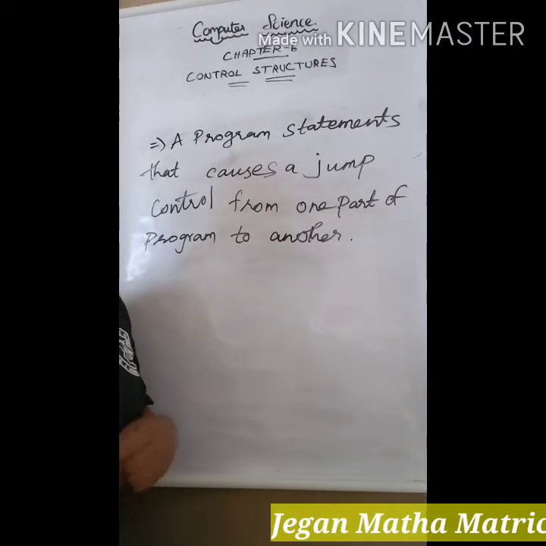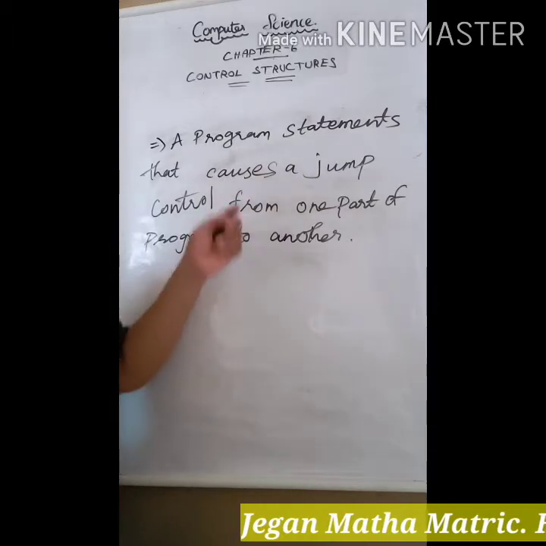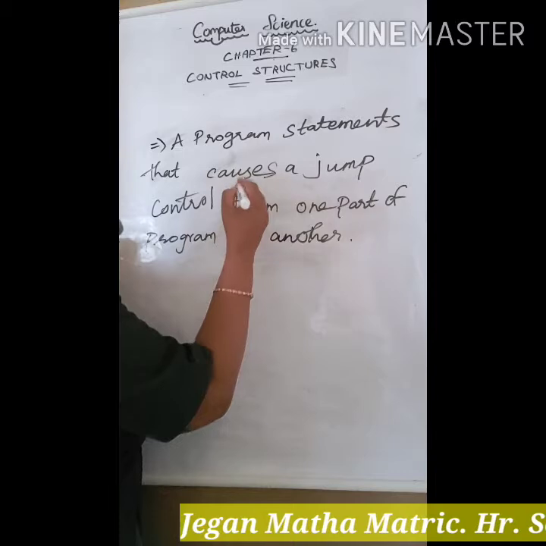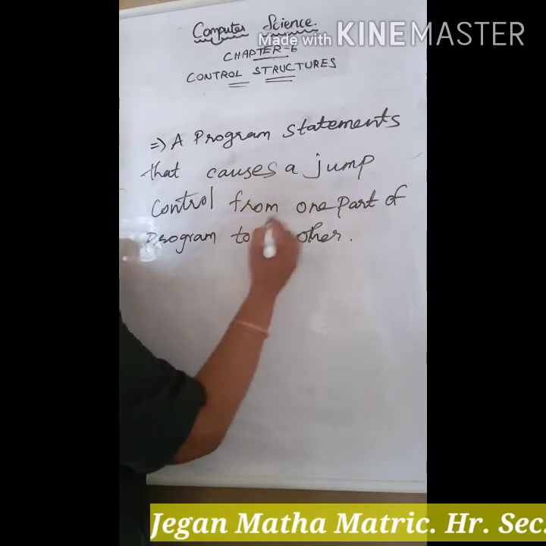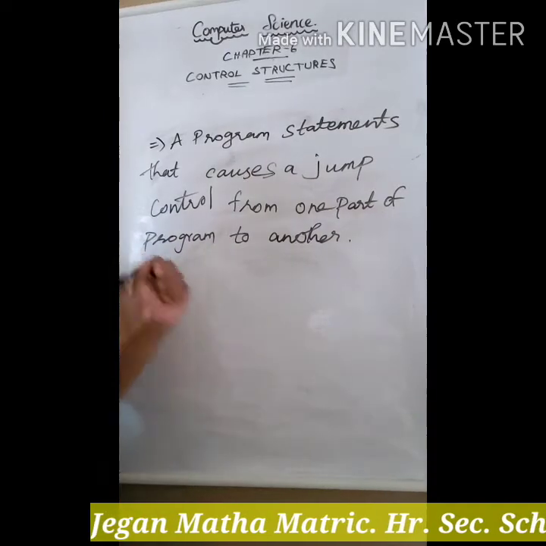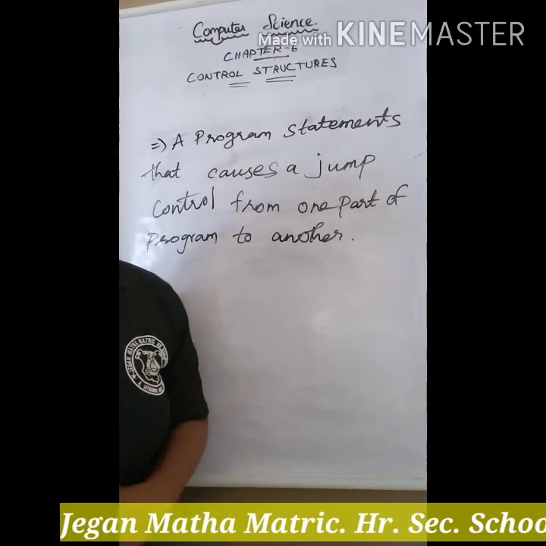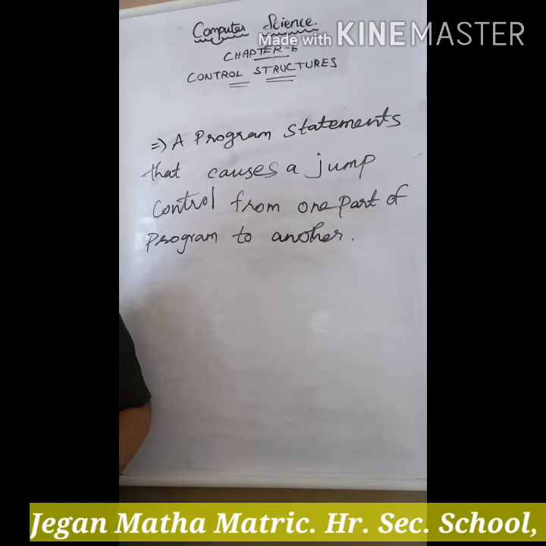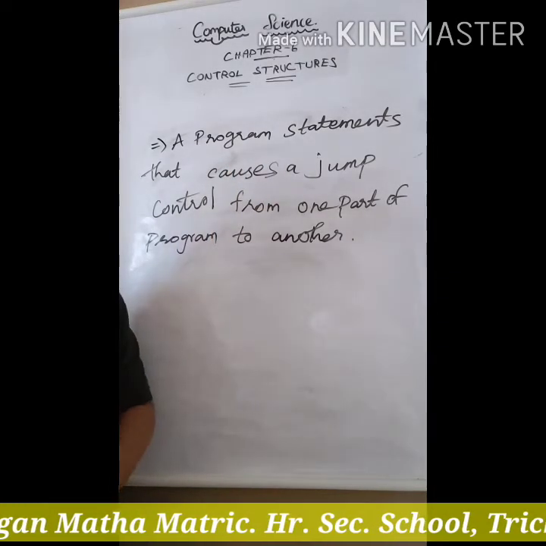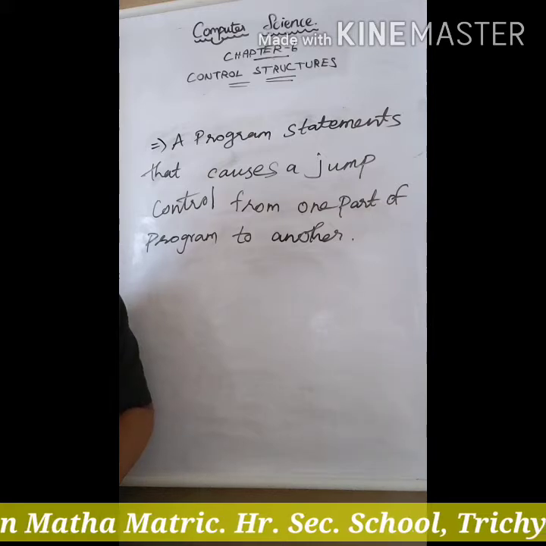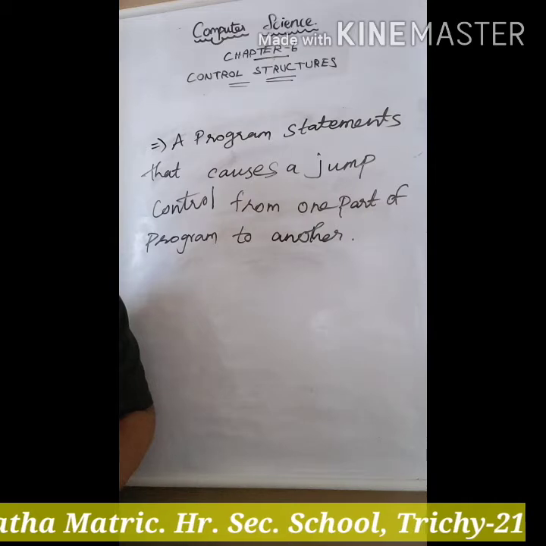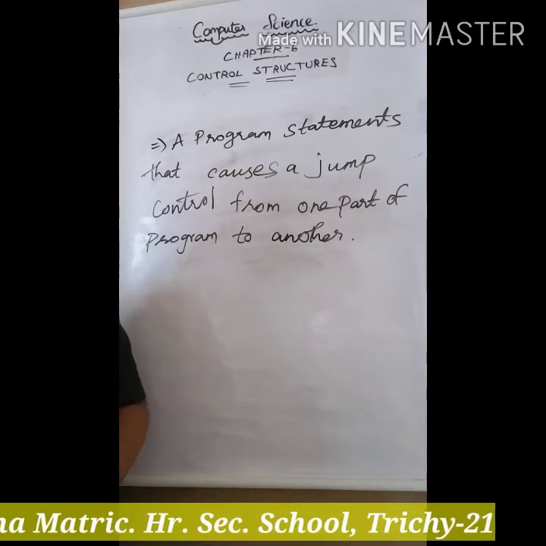Now, what is a control structure? A control structure is a program statement that causes a jump of control from one part of the program to another. It skips from one part of the program to another. We already learned in C++ that these control statements are compound statements. They are used to alter the control flow of the program depending on the state of the process.